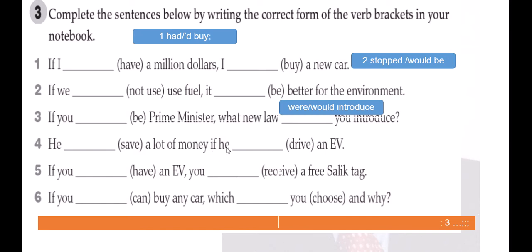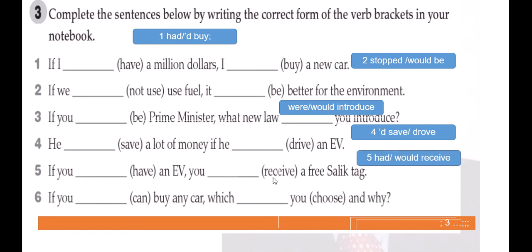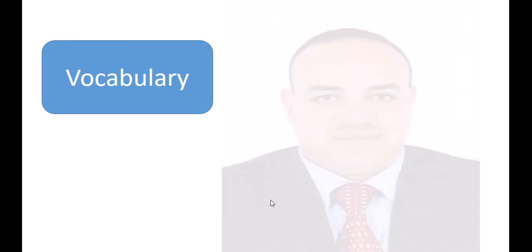Number four, he would save a lot of money if he drove. Take care, pay attention, please. Don't say he saved, because I told you after if we have to use the past. Here we would use would save a lot of money if he drove. If this means you must use the past simple of have, which is had, and the next side would be would receive. If you could buy any car, which one would you choose? Let's go to the vocabulary section, please.